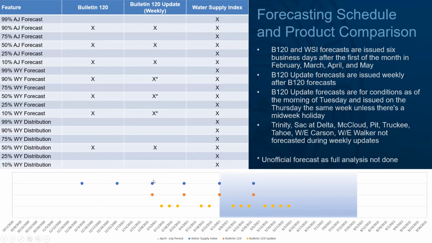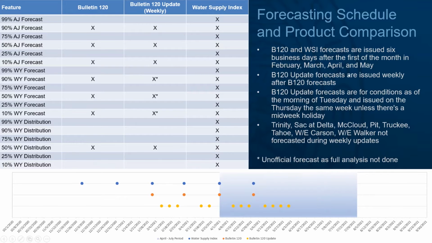That doesn't happen until the February 1st WSI, when snow data is then inserted into the Bulletin 120 forecast. And then from there, in turn, the Bulletin 120 is plugged into the WSI forecast. So the WSI doesn't see any type of snow data until February 1st. That's one of the big differences.